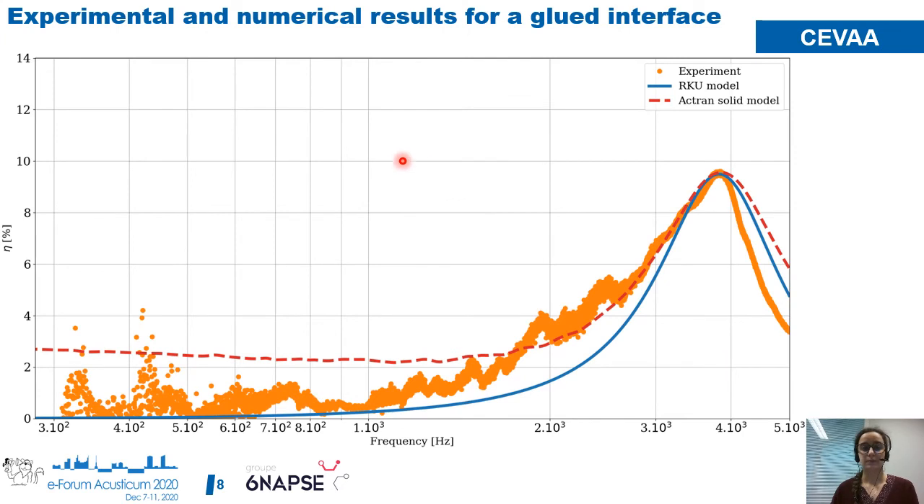On this figure, the damping is a function of the frequency. The experimental results are given by the orange dot curve. The Ross-Kerwin-Ungar model is the blue curve, and the Actran solid model is the red dashed curve. The numerical values are in good agreement with the experimental results. The damping is increasing in the same frequency range as the rigidity, also shown in the previous graph. Viscoelastic effects of the foam are the origin of the damping, in the case of a glued interface.